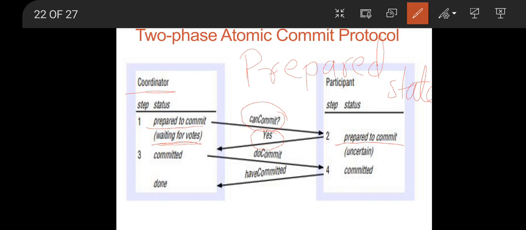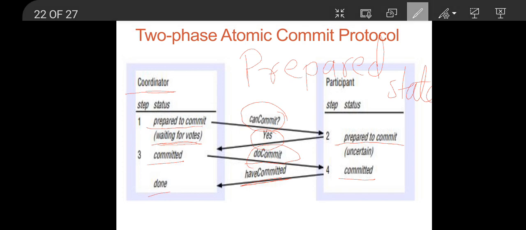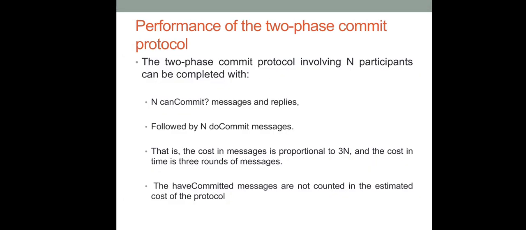The coordinator, after receiving vote yes, knows that now the transaction will be committed. So it will be sending do commit to all the participants, and they will be committing. That means whatever changes there were will be permanently updated in the object which is maintaining the actual data. And finally, the participant will be sending have committed to the coordinator. So this was about how the two-phase atomic commit protocol works.